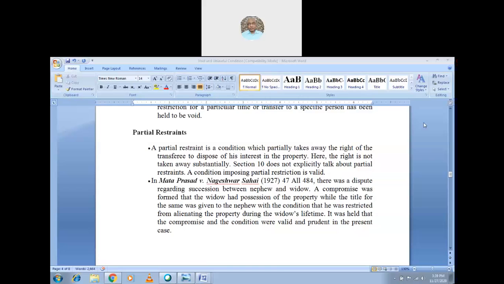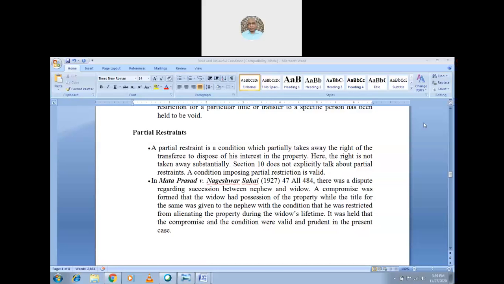Yes, in Mata Prasad versus Nageshwara Sahai, this is another case law. There was a dispute regarding the succession between the nephew and the widow. So nephew and widow, who is going to get the succession? A compromise was formed that the widow had possession of the property while the title for the same was given to the nephew. So here they compromised between the two.